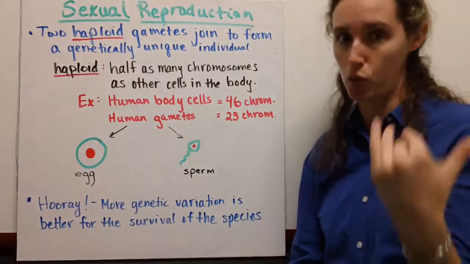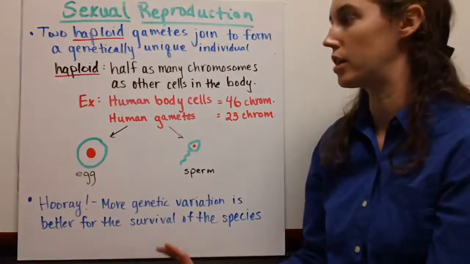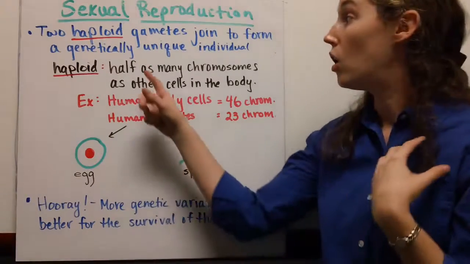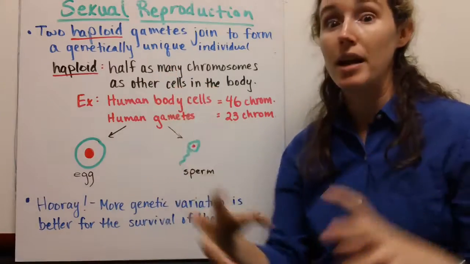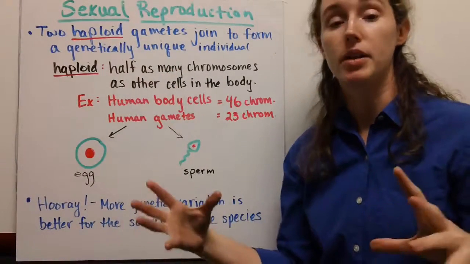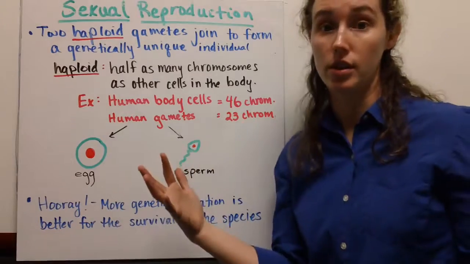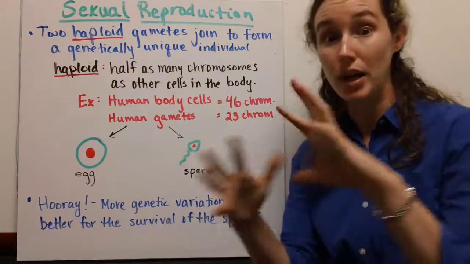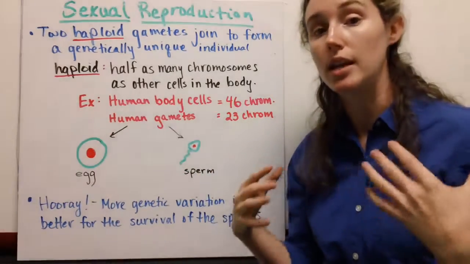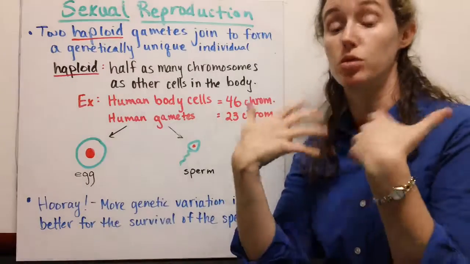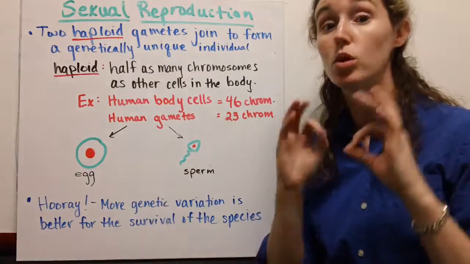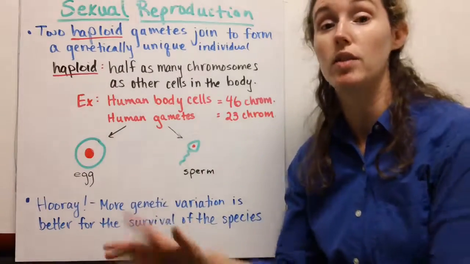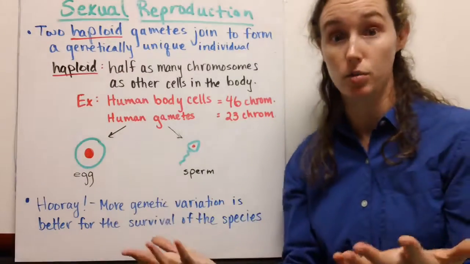This is really great, this whole sexual reproduction thing, because all these genetically unique individuals make for more variation within a population. And the more variation there is in a population, or different kinds of individuals, the more likely that species is to survive if some detrimental event comes through. So the more genetic variation, the better, and we can thank sexual reproduction for helping us with that.